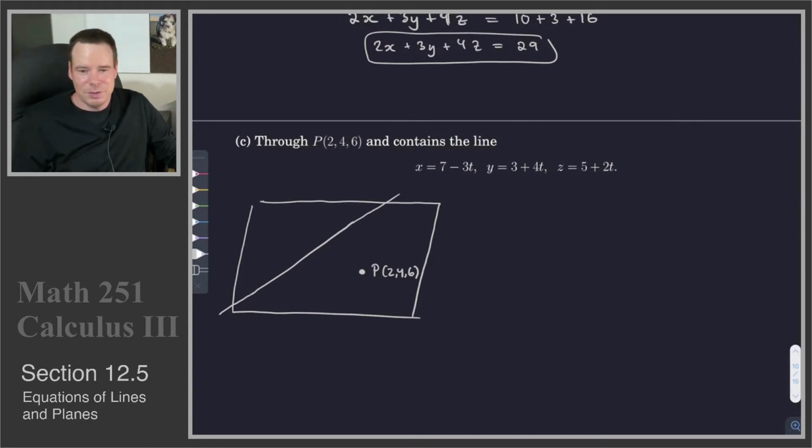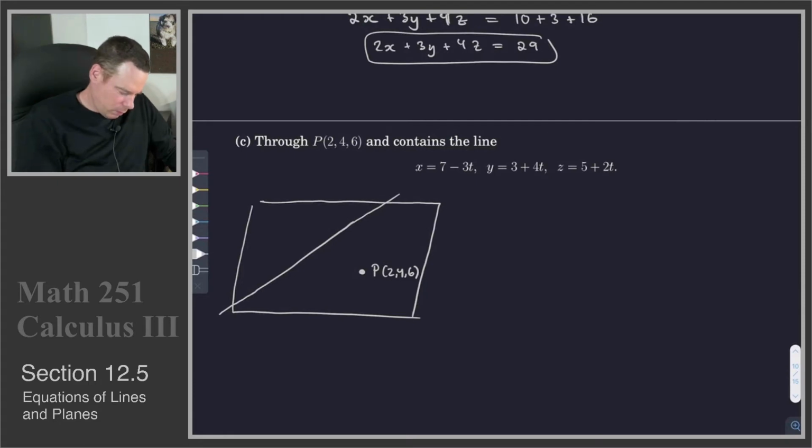We also should realize that P is probably not on this line, because if it was, then there doesn't exist a unique plane that passes through this line. So because we're looking for a unique plane in this case, it stands to reason that this point is probably not on the line we're given. Alright, so what do we have then?